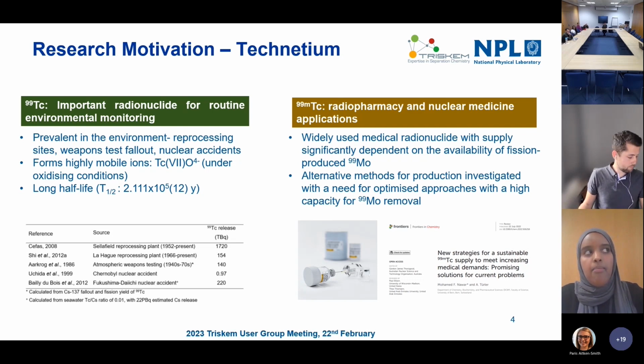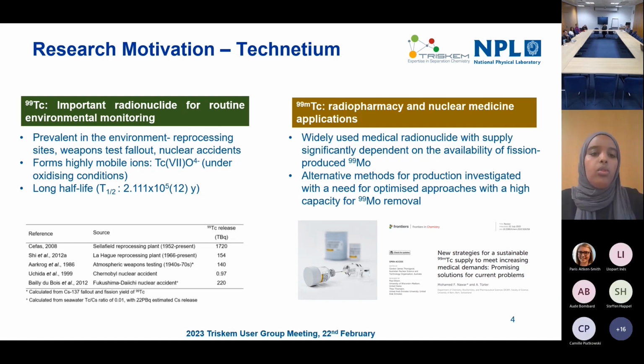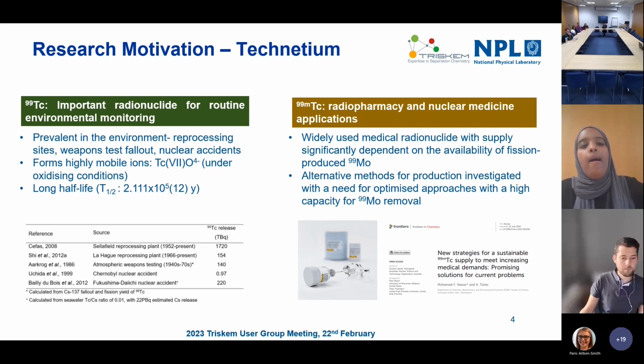In the case of Tc-99, a lot of work has been done to look at alternative methods to the normally fission-produced molybdenum-99 that is used for the preparation of these generators. But for both nuclides, what you do really need is a way of ensuring removal of interferences before you do your measurement.